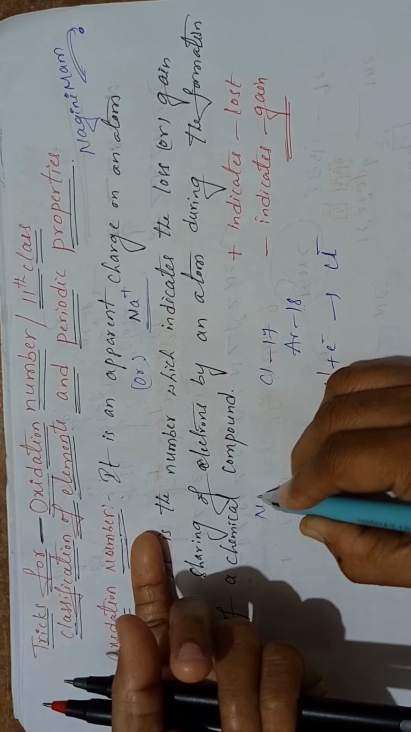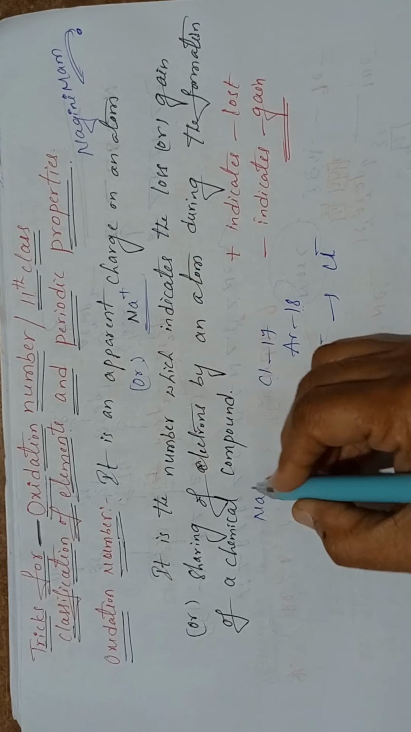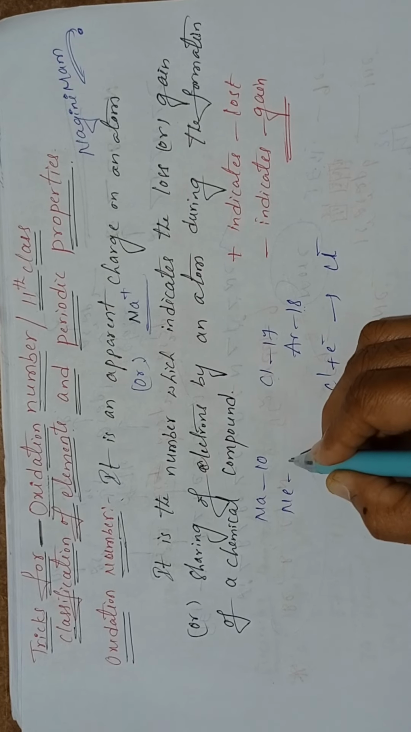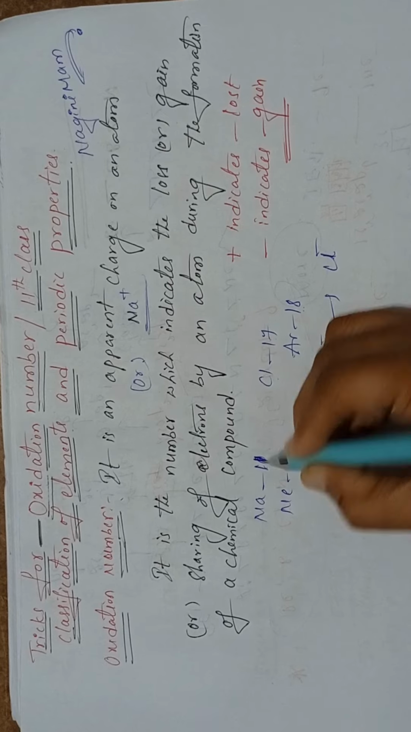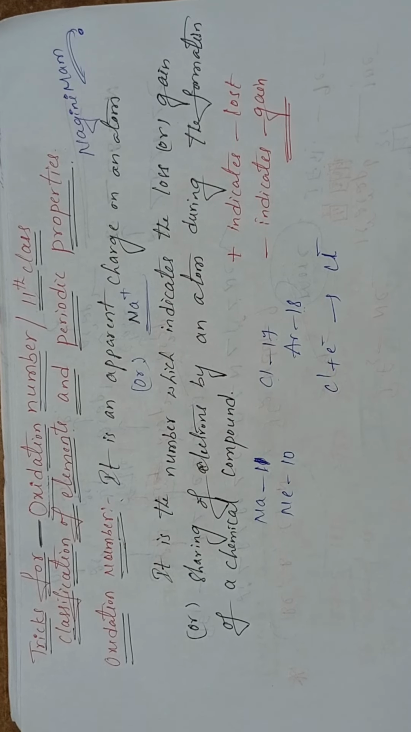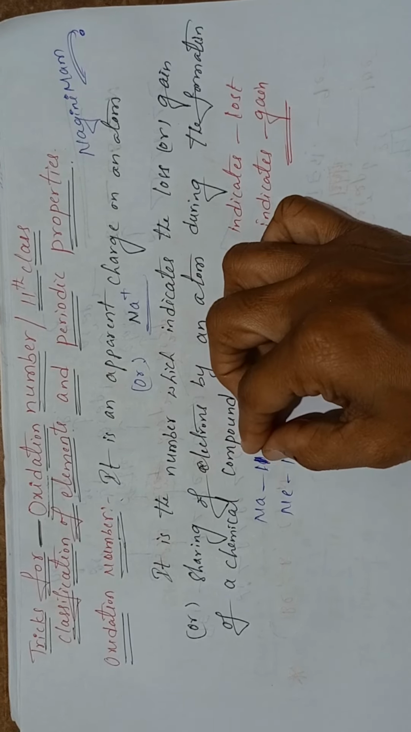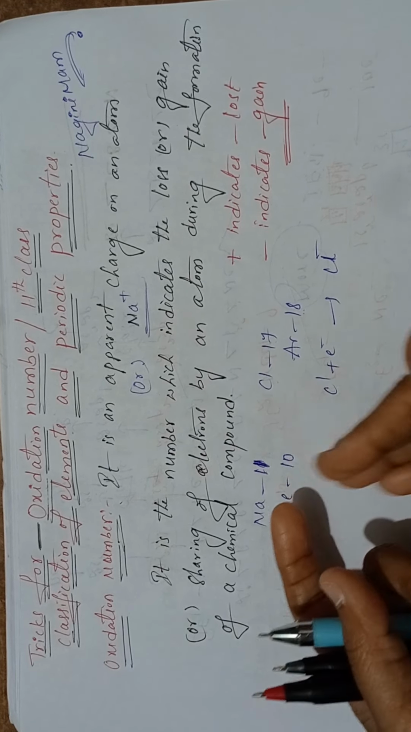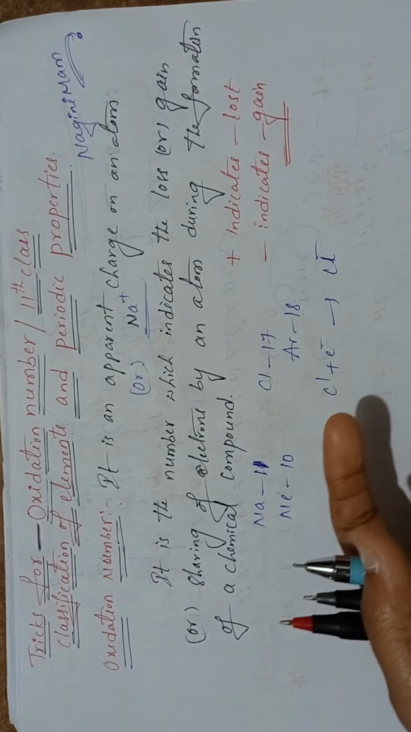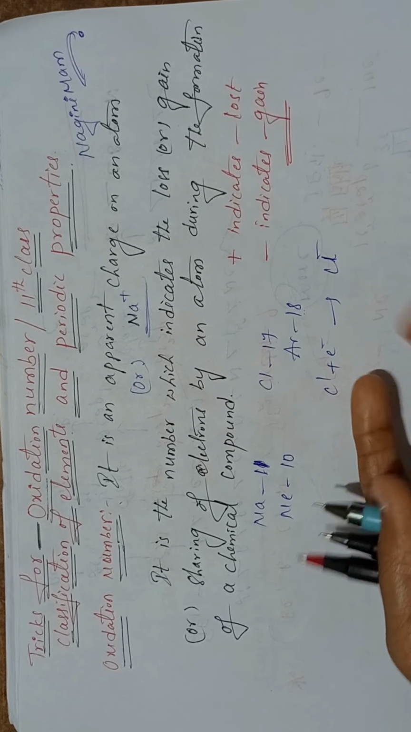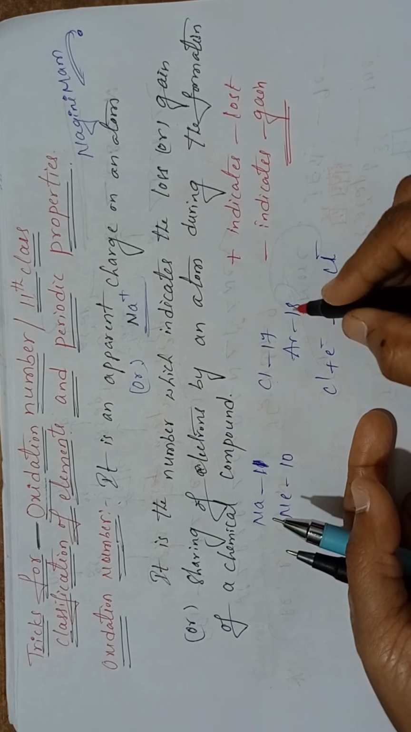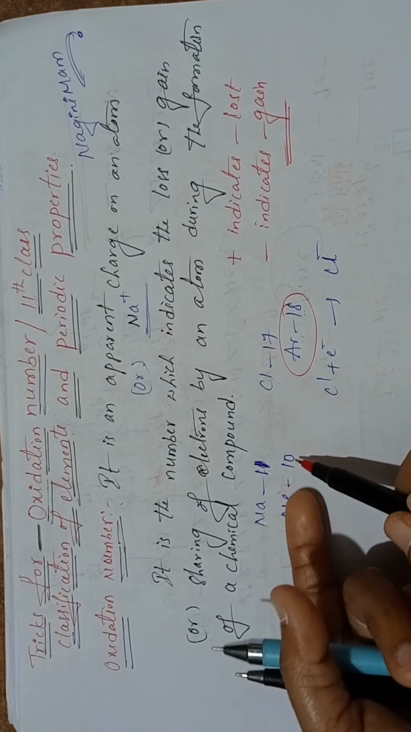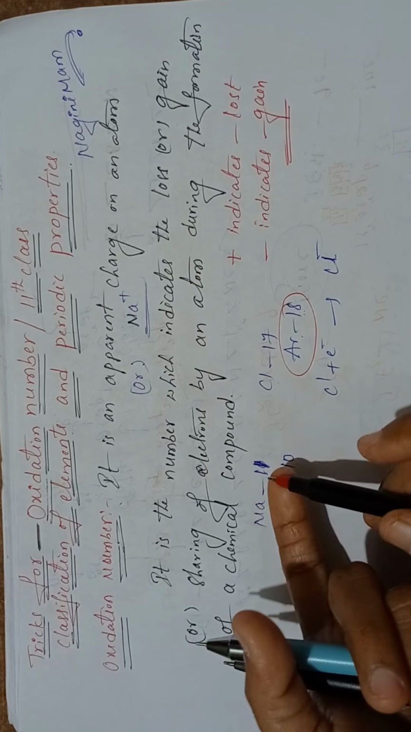And one more, sodium I am taking, Na. Sodium atomic number is 11. The nearest noble gas element is neon, with atomic number 10. So sodium is ready to lose one electron to get the stability of neon. Chlorine requires one electron to get the stability of argon, and sodium is ready to lose one electron to get the stability of neon.